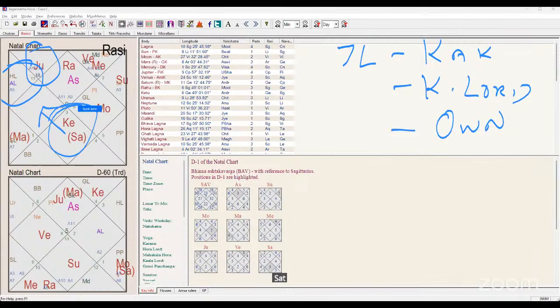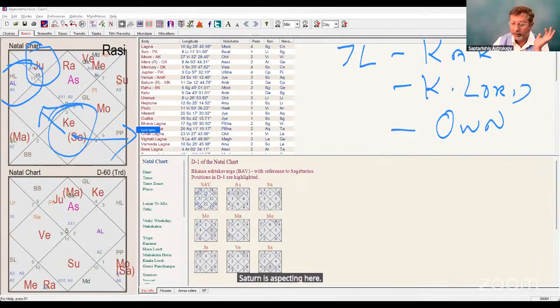Saturn is aspecting here, here, here. What is the problem? I'll read it out. I had asked Siddesh and he said he sold most of his assets. Saturn is aspecting the 4th house. Property gone. Then he has money problems in his import export business. Saturn is in the 7th house of business. That is the problem.